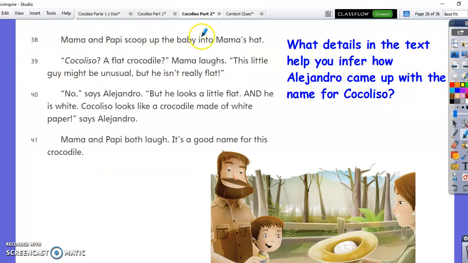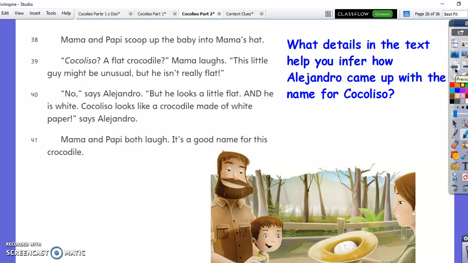Mama and Poppy scoop up the baby into Mama's hat. Cocoliso, a flat crocodile? Mama laughs. This little guy might be unusual, but he isn't really flat. No, says Alejandro, but he looks a little flat, and he's white. Cocoliso looks like a crocodile made out of white paper, says Alejandro. Mama and Poppy both laugh. It's a good name for this crocodile.